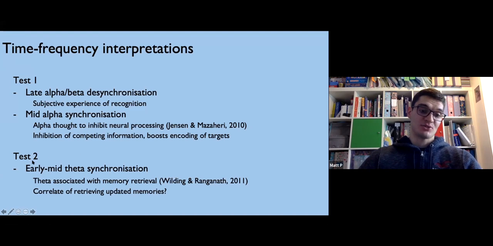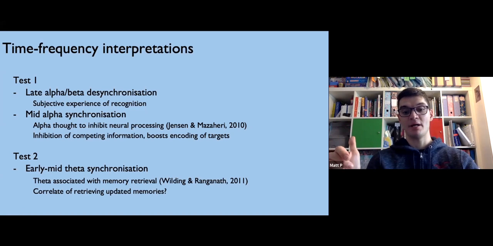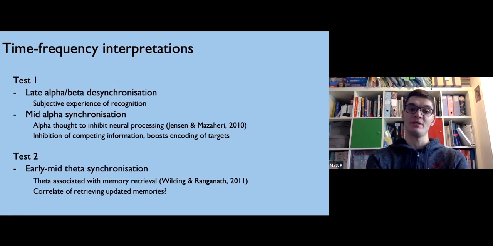And so then the effects we found in test two, this early mid theta alpha synchronization, the theta effect in particular, theta is associated with memory retrieval typically, and it's in that time frame that we're talking about successful memory retrieval to occur. Now, because this was seen for both correct and incorrect responses where participants were selecting similar information between test one and two, we've argued that this could be a correlate of retrieving updated memories. So participants are retrieving those correct memories that they've remembered correctly previously, but they're also falsely retrieving updated memories that have been formed or where distractors have been falsely remembered during the initial task and they're subsequently remembered again in the second test.